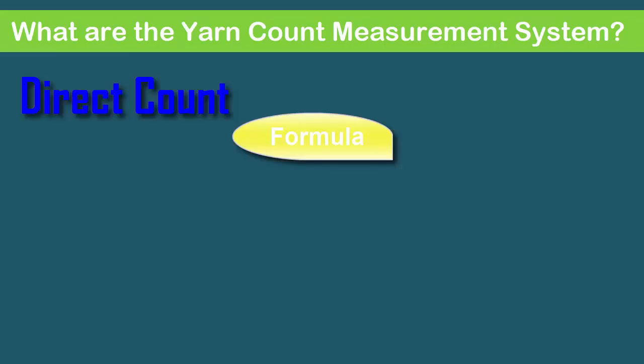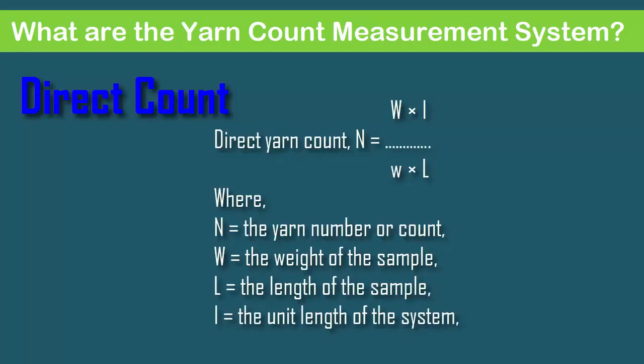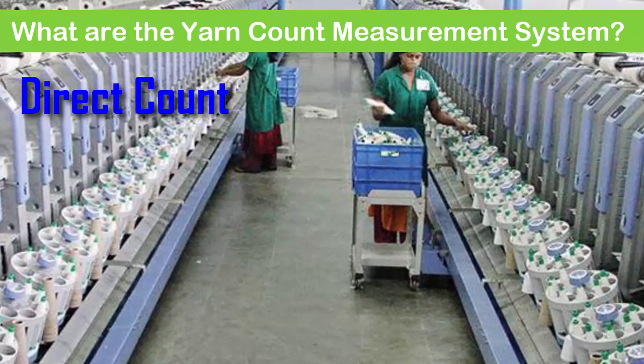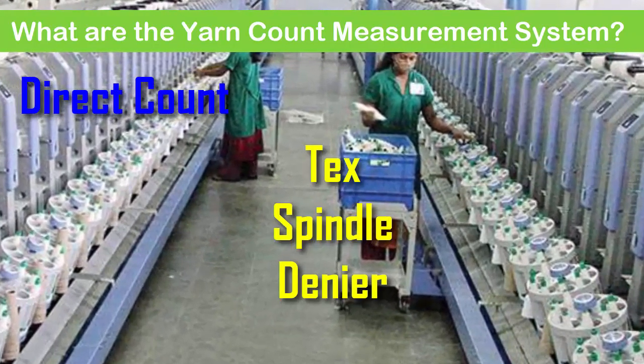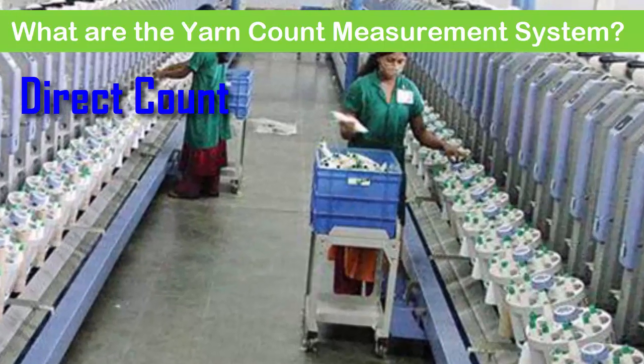Formula: yarn count N equals to weight of sample W into unit length L divided by unit weight small w into length of sample capital L. Commonly used units in this system of measurement are tex, spindle, denier.